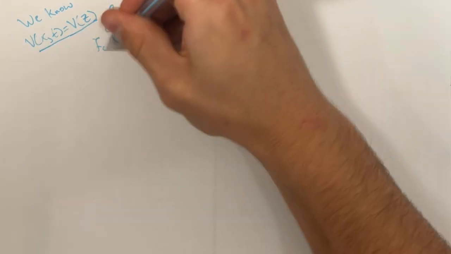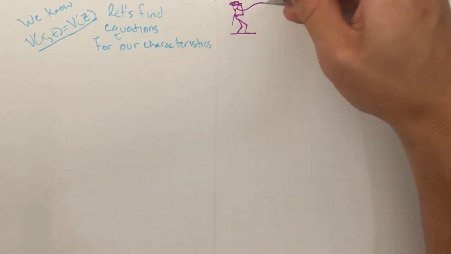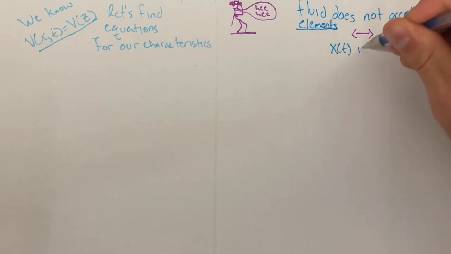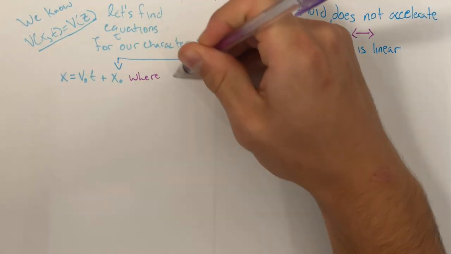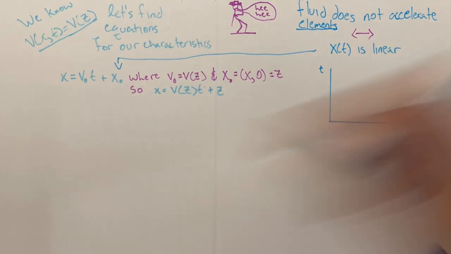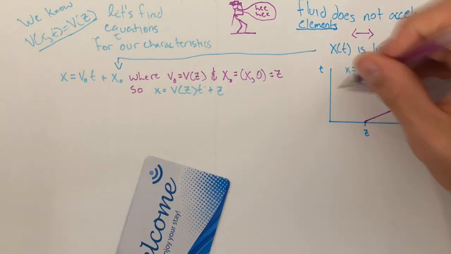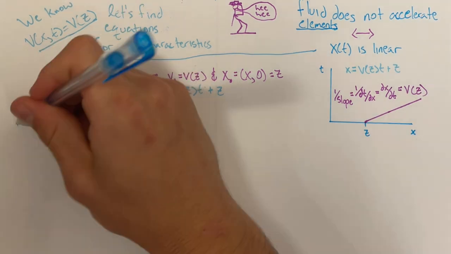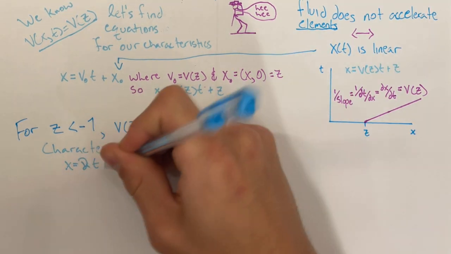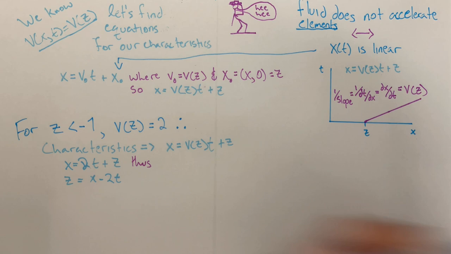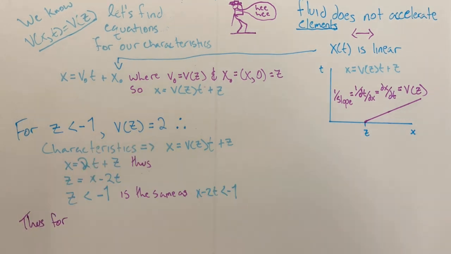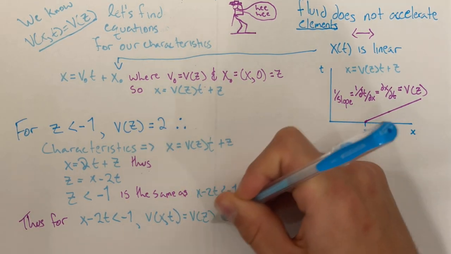Now, all we have to do is find equations for our characteristic lines and work backward to a solution. Since our fluid boxes do not accelerate, we can write their positions as a function of time in a linear form. x equals v naught t plus x naught. v naught is simply v of z, and similarly, x naught is just z. Therefore, our characteristic lines take the form x equals v of z times t plus z. For z is less than minus 1, v of z equals 2, so our characteristic lines are given by this. Solving for z yields the equation z equals x minus 2t. So for x minus 2t is less than minus 1, v of x, t equals v of z equals 2.